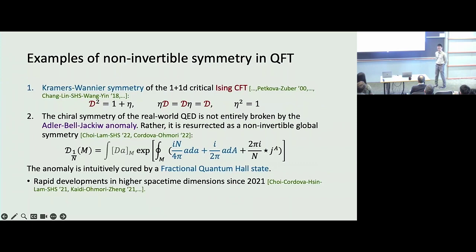Again, if this is the first time you see the formula, don't worry, I'm not going to talk about it today. Let me just say that there has been a lot of development of non-invertible symmetry in higher space-time dimensions since a couple of years ago, and there are also applications to string theory and quantum gravity, and Jonathan gave a beautiful review of many of the developments yesterday.